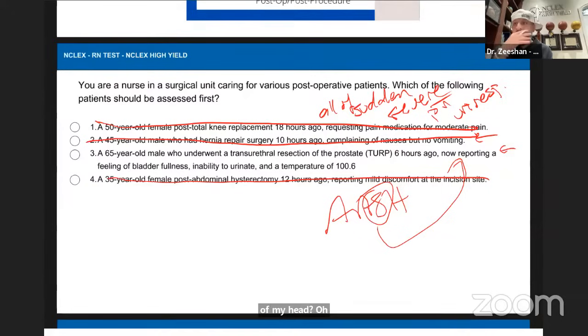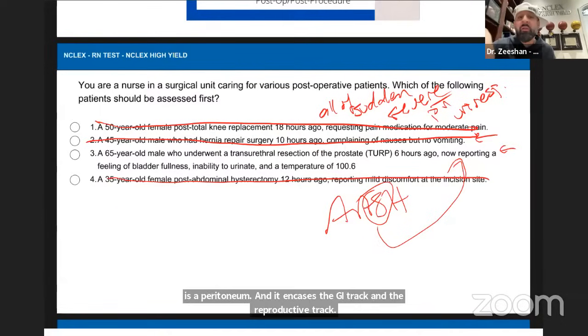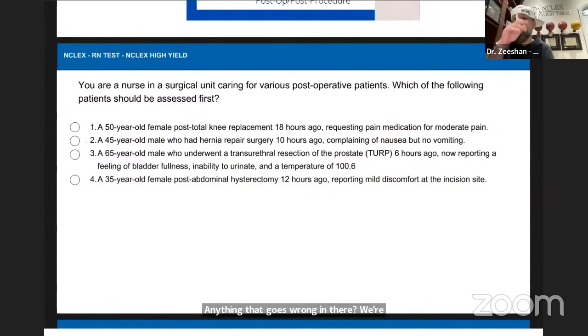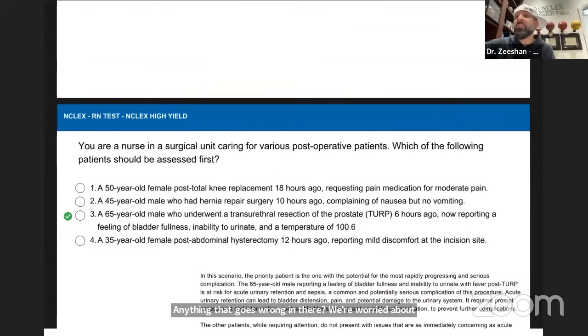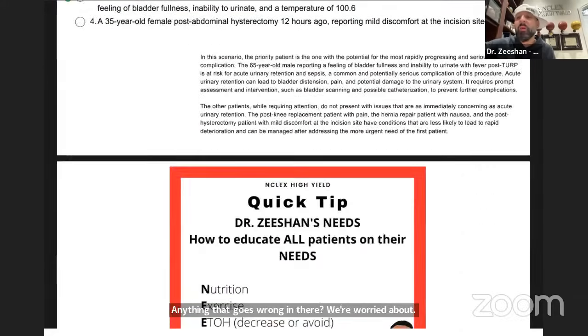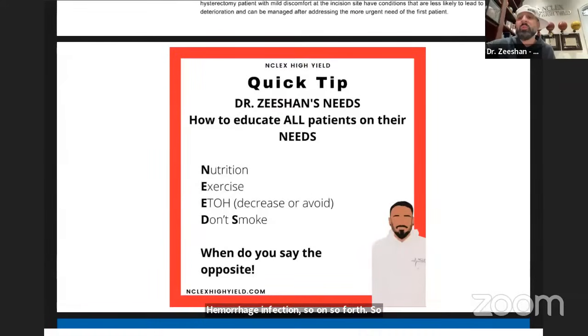Boom. So real quick, what is peritonitis? Peritonitis is of the peritoneum. And it encases the GI tract and the reproductive tract. Anything that goes wrong in there, we're worried about hemorrhage, infection, so on and so forth. So there you go. All right. Let's get to NEEDS.